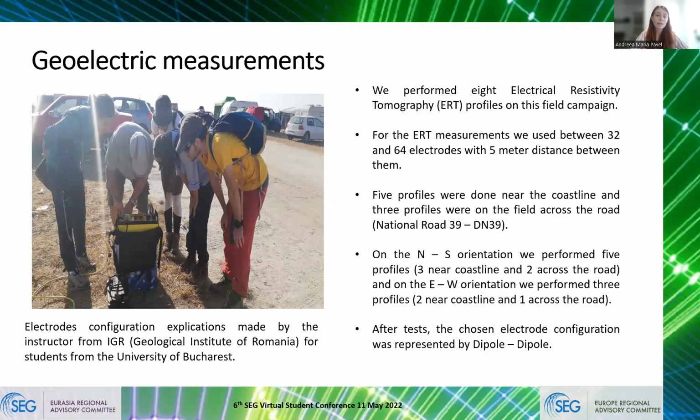So 3 profiles near the coastline and 2 across the road were done with the north-south orientation, and 2 profiles located near the coastline and 1 across the road were done with the east-west orientation. We have done these arrangements because we wanted to see as much data as we can. So after several tests, the chosen electrode configuration was dipole-dipole.